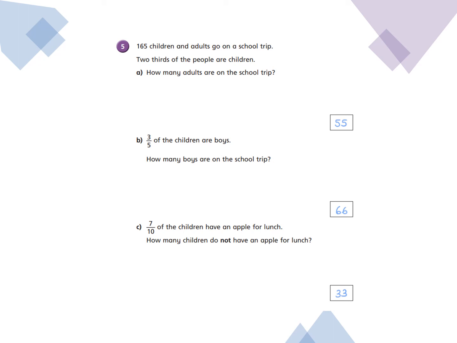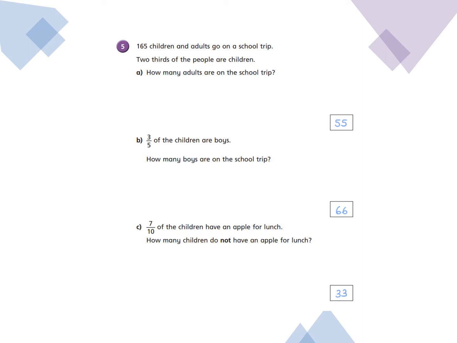We took that 165 and we divide it by 3, okay? And 165 divided by 3 is 55. So 1/3 of 165 is 55. 2/3, therefore, would be 110. So you've got 110 children compared to 55 adults.